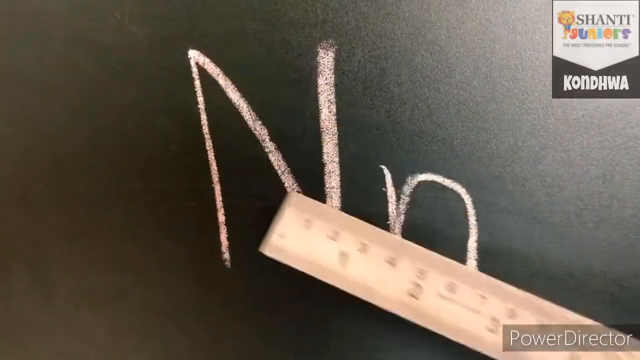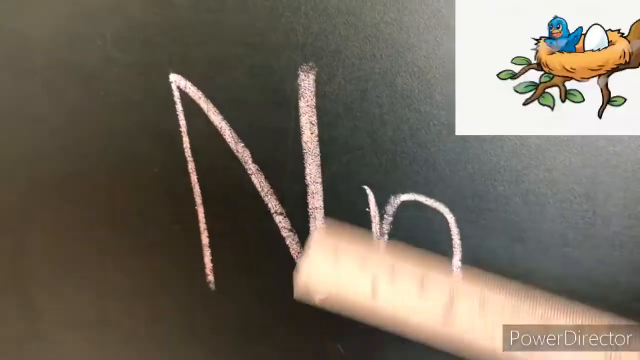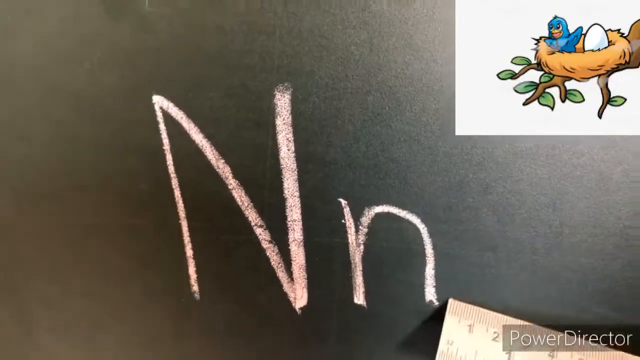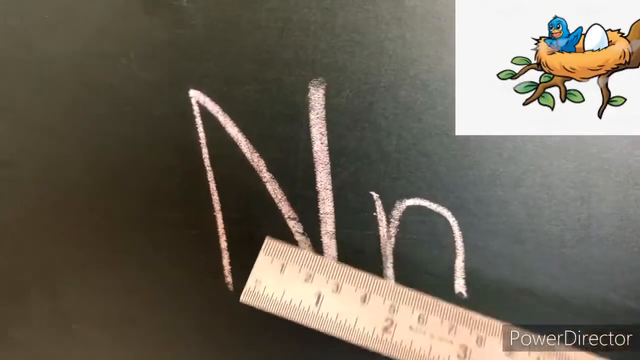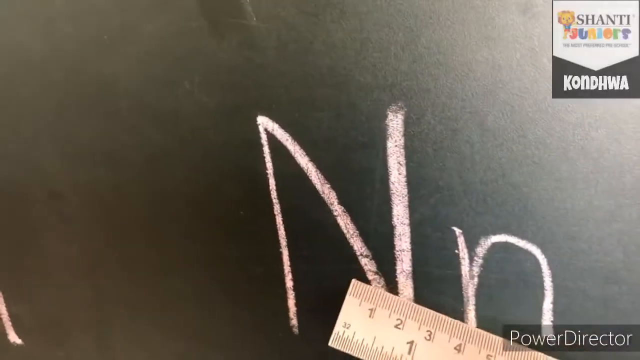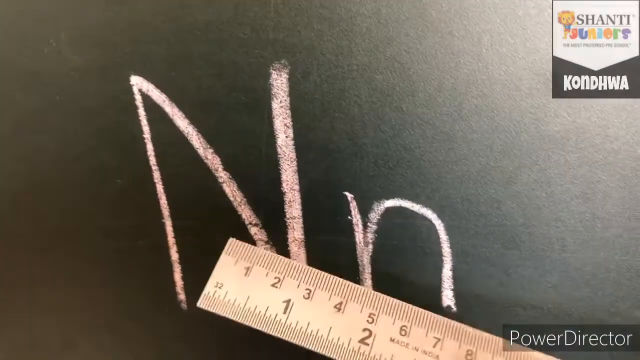This is letter N. This is capital N and this is small n. See what comes from N? N for nose and N for nest. Now we come to the letter O.